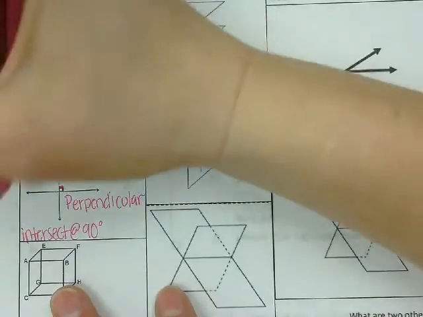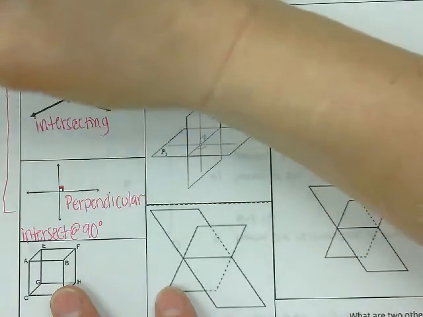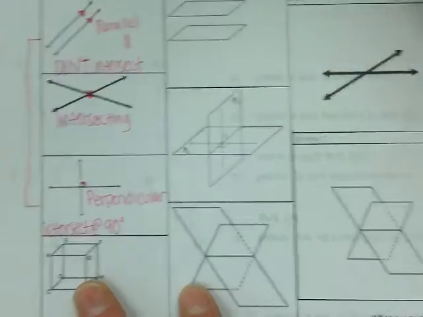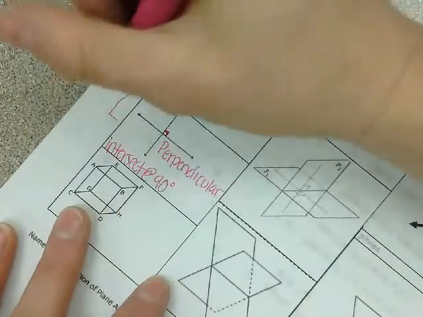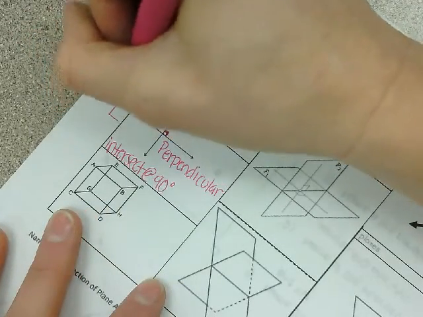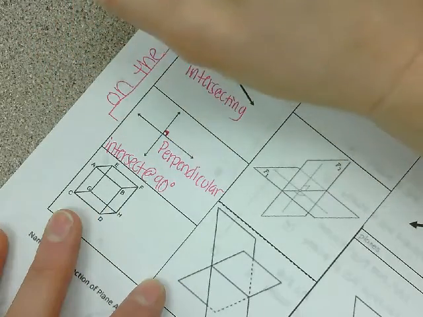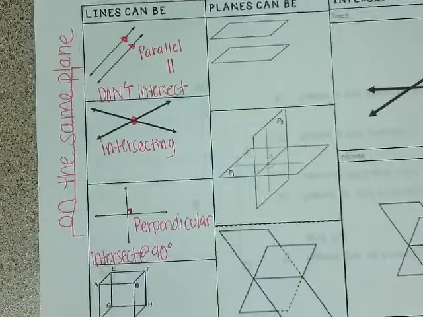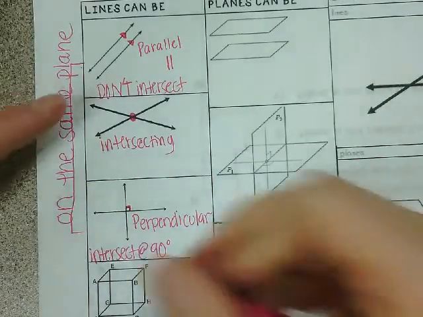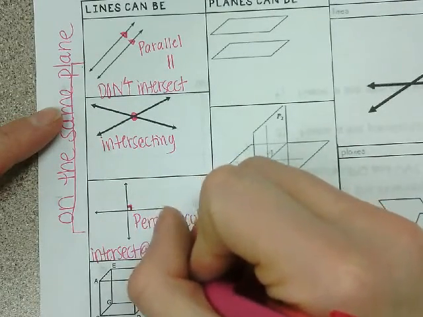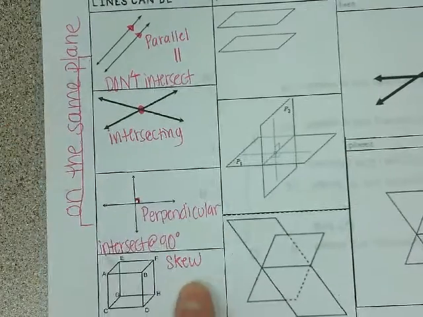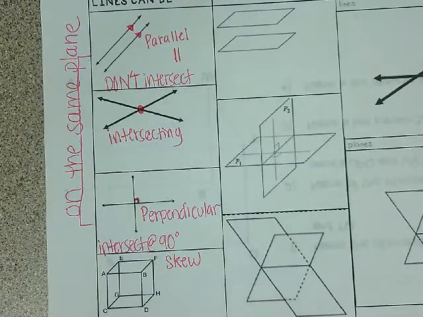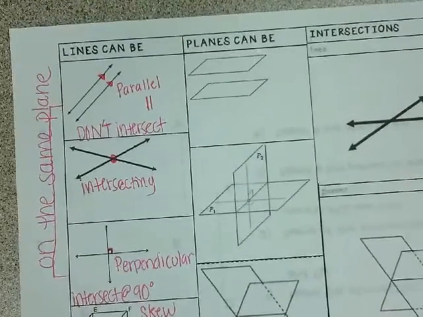All right, so these three happen all on the same plane. Okay, we'll talk about a plane in a second. The last one's skew, which we'll talk about in a second. Skew can only happen in 3D, okay? But we'll talk about it when we get to talking about planes.